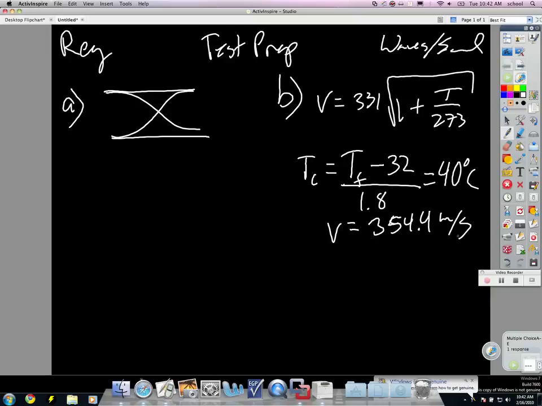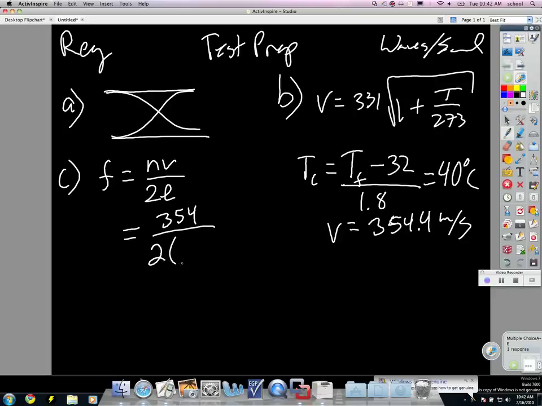Then part C, what is the fundamental frequency at which the air column vibrates? For an open-ended tube, hopefully you remember F is nV over 2L. So then we just plug in 354 over 2 times the length, and so that's 0.15, and then that gives you what? Okay, so 1180 hertz, just rounding off.